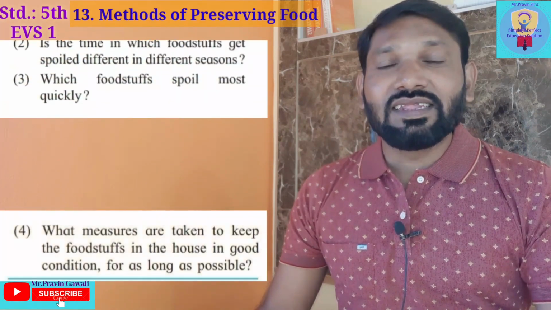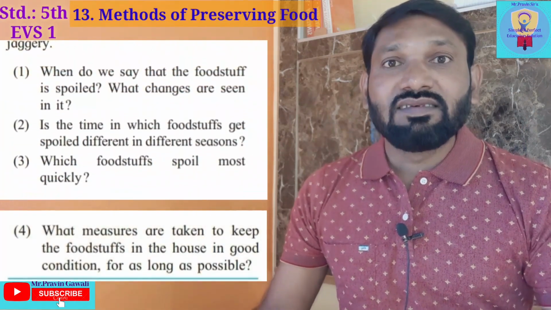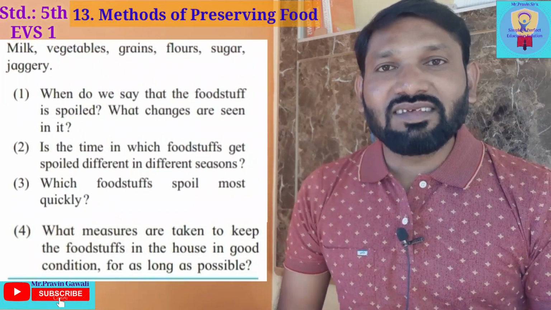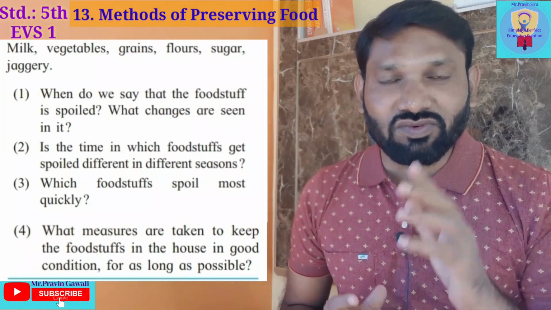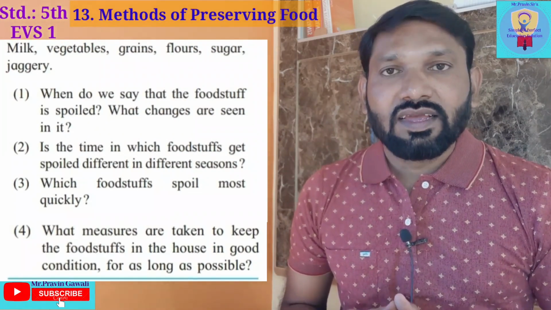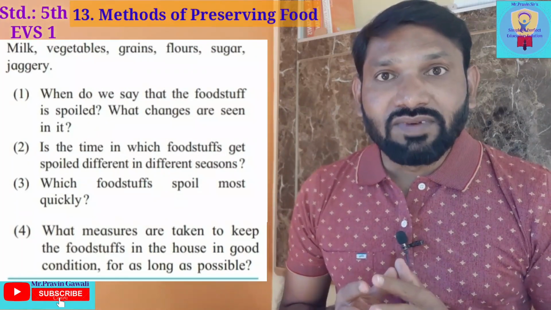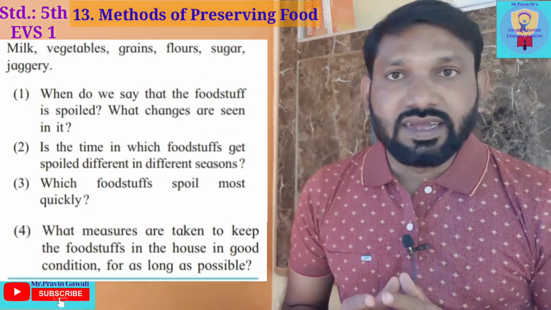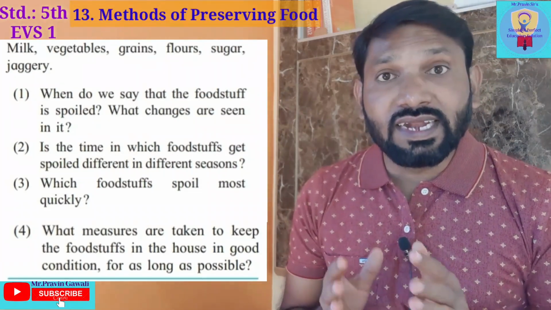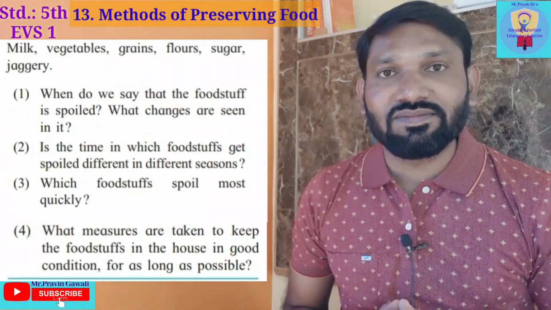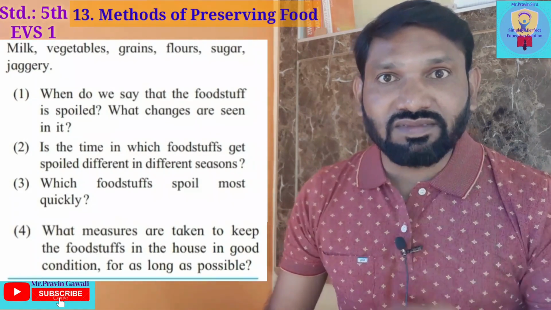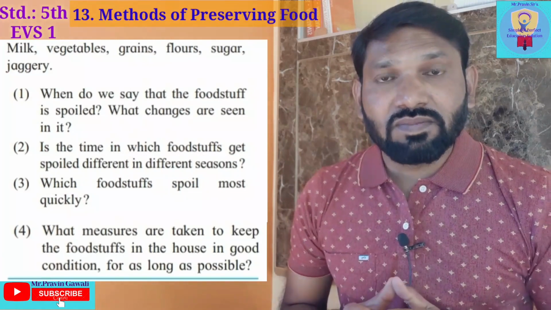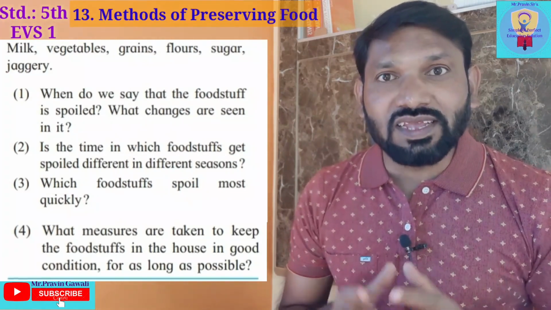So the first question is, when do we say that a foodstuff is spoiled? What changes are seen in it? Now the second question: is the time in which foodstuff gets spoiled different in different seasons? Now the third question: which foodstuffs spoil most quickly?